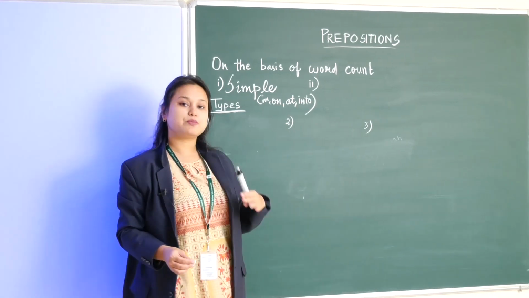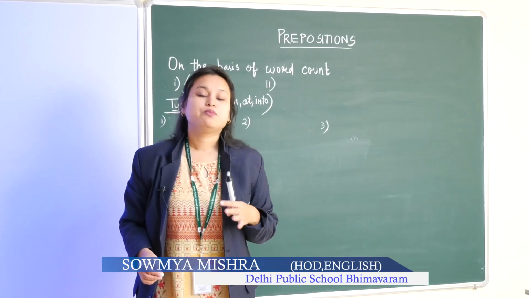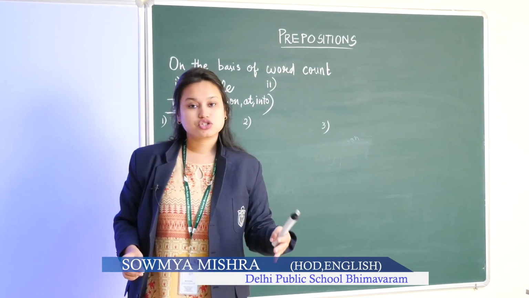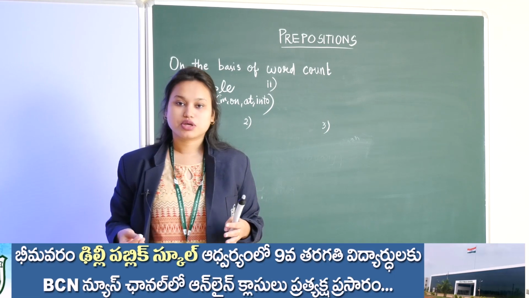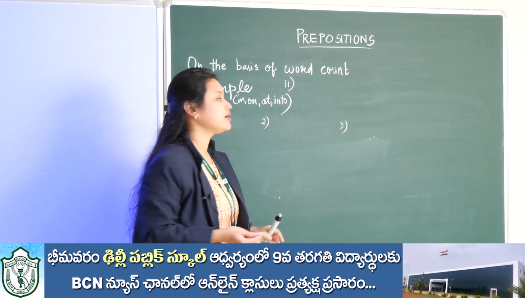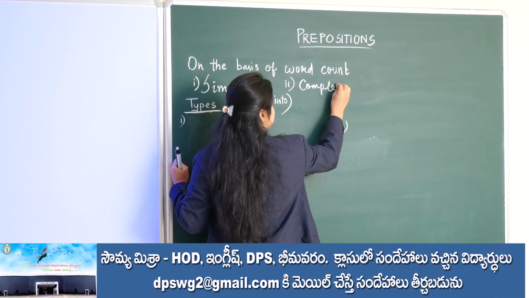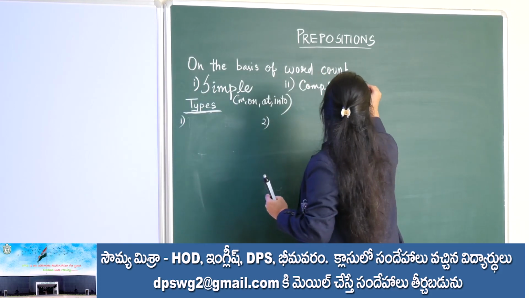Some prepositions are there which are more than one word, right? More than one word means in front of, in spite of. Prepositions like these are also there, and these prepositions are called complex prepositions.